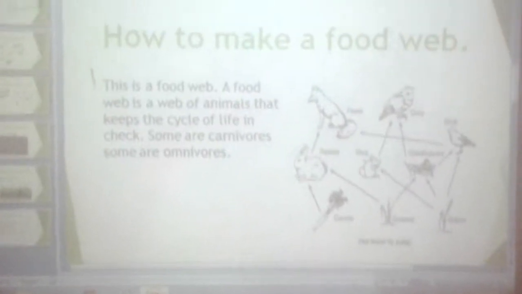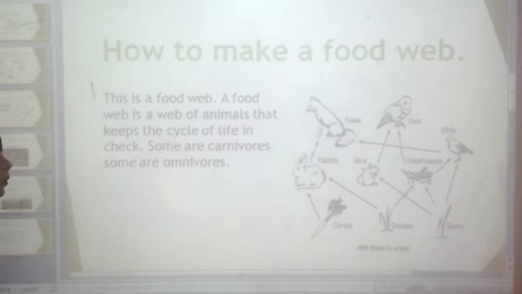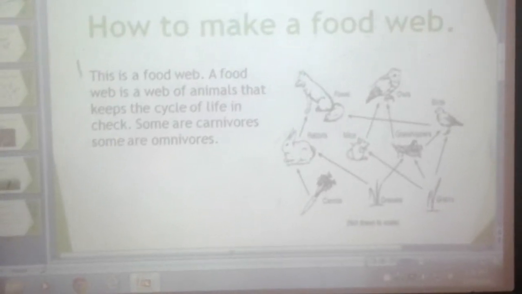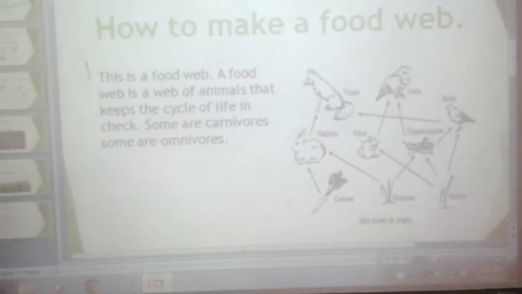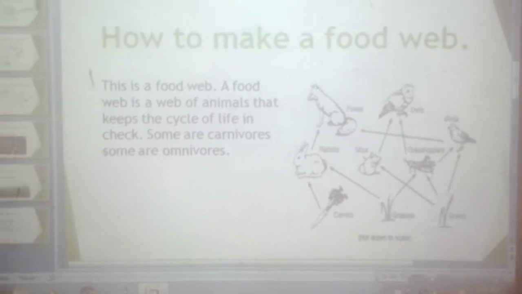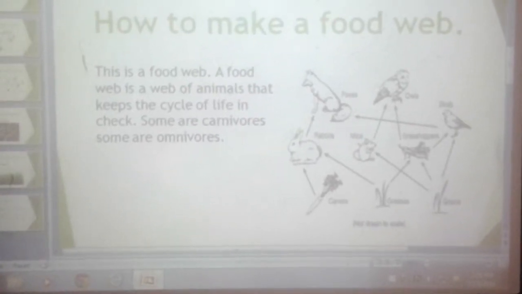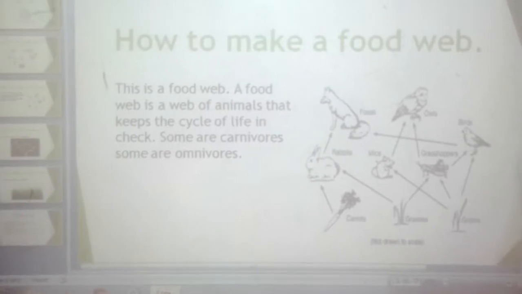Good job. How would you make your food web? Hold on, Hayden. Please pay attention because you're gonna be making a food web. It may not be a land food web, but they definitely have similarities. Go ahead. How to make a food web?